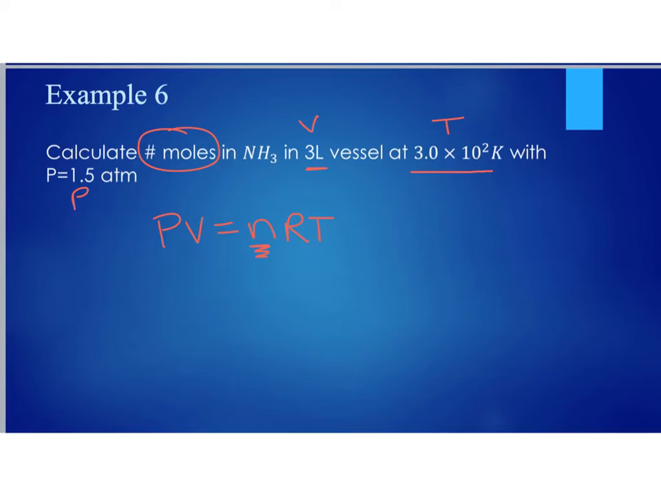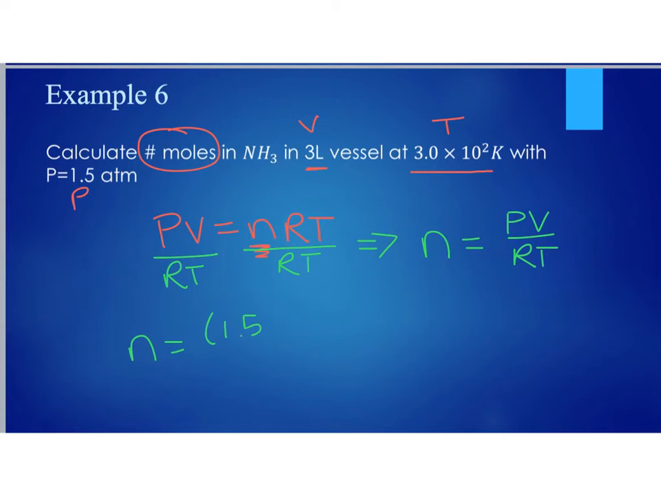So to do that, I'm going to adjust my equation right from the beginning. I'm going to divide by R and T. So what this gives me then is n equals PV divided by RT, and now all I have to do is plug in my numbers. So n is going to equal my pressure, which is P, or 1.5 atmospheres.